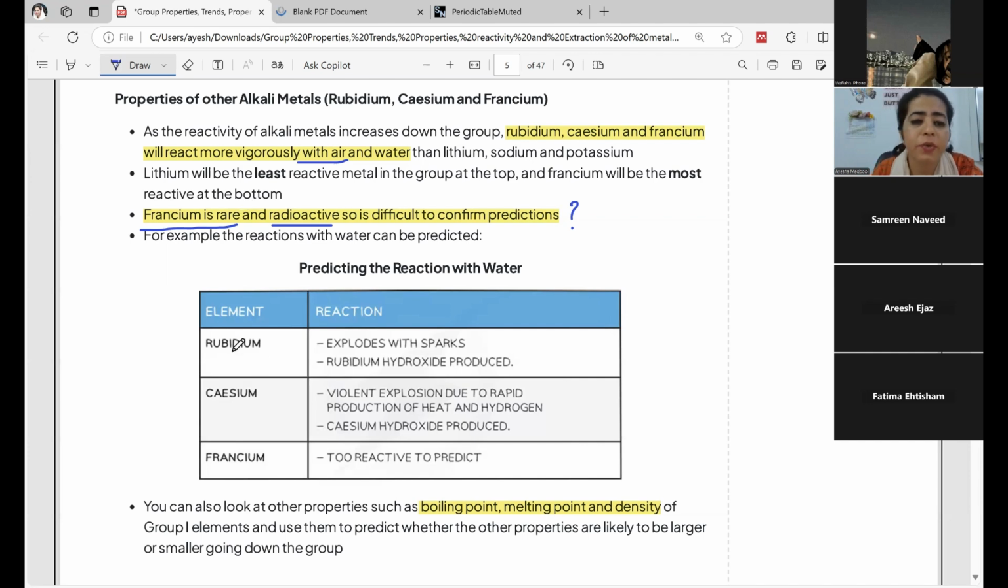So if we check out rubidium, it is going to explode with spark, means the reaction is so fast that it will look like an explosive reaction with water. Rubidium hydroxide is produced just like the others. Cesium is going to be a violent, very explosive reaction with a lot of heat produced and hydrogen gas bubbles. And again, it is going to produce cesium hydroxide.